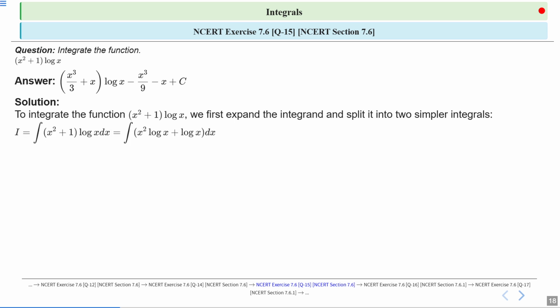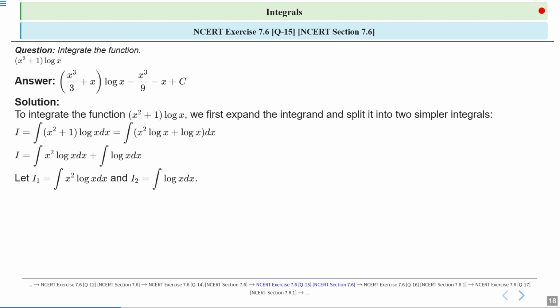To integrate the function x square plus 1 times log x, we first expand the integrand and split into two similar integrals. So when we expand, we get integration of x square log x plus log x dx. Integration gets separated on summation, so we get integration of x square log x dx plus integration of log x dx. So now we have to integrate these two integrands. The first one is x square log x and the second one is log x.